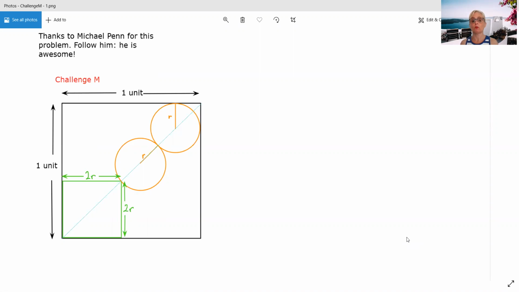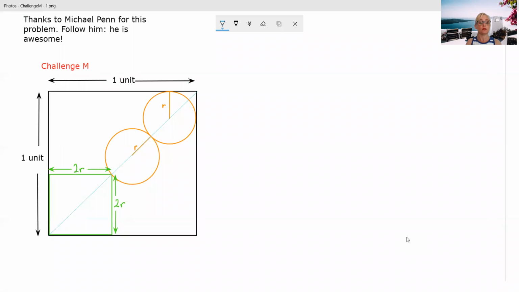This one here, what we start with is a square of side length 1 unit. In that square, down the bottom left-hand corner, we have a square of side length 2r. Then we have two circles, both of radius r, that are positioned as shown in such a way that you can draw a diagonal from here to here, and it will go through the diameter of both circles. Our task, of course, is to find r.